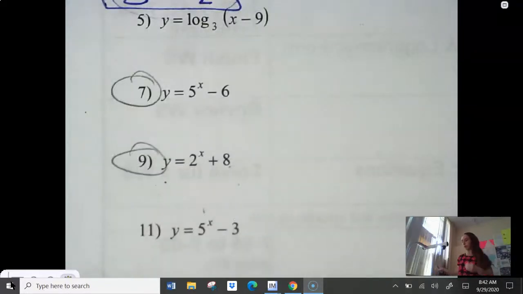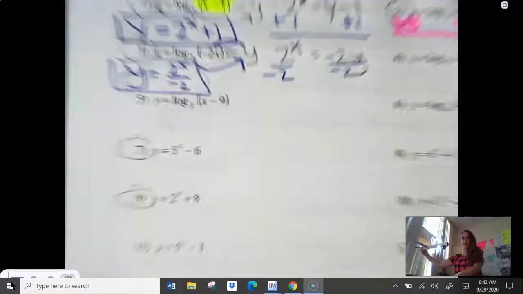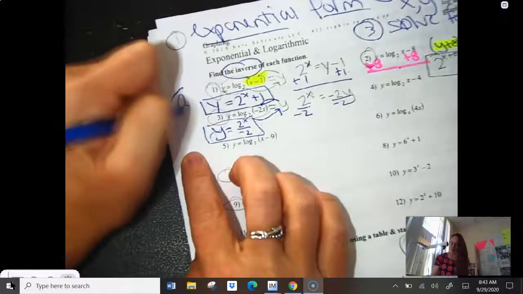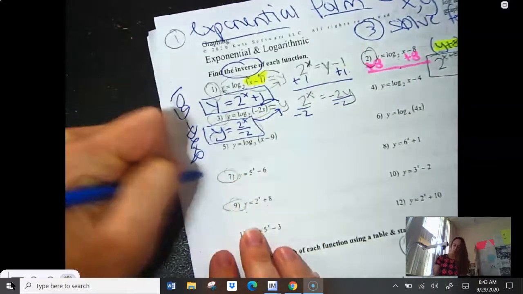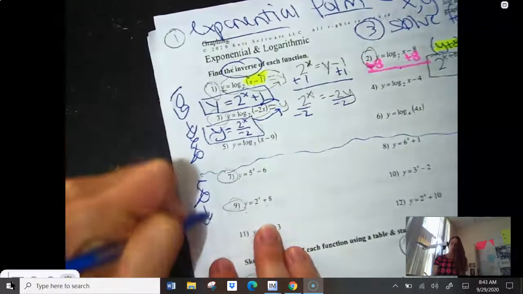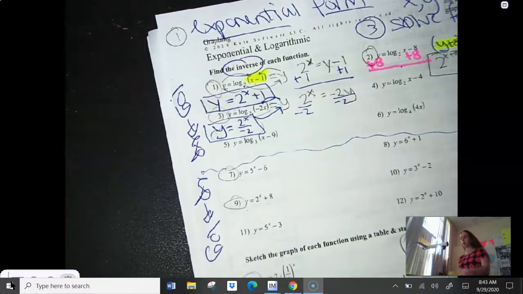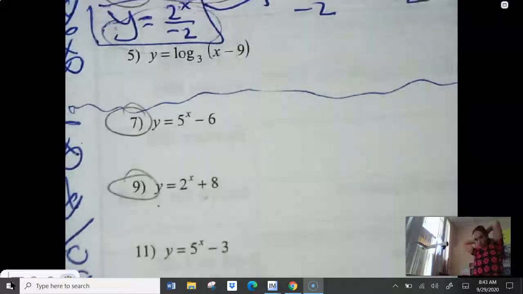How is number 7 different than the other ones? Well, if you look here, all of these, let me zoom out, are in log form, so you turned it to exponential form. So that means now, if these are in exponential form, what do I need to do? Put them in log form. You don't have to be perfect at this yet, okay? I realized I probably should have done another lesson first to make it a little bit easier.